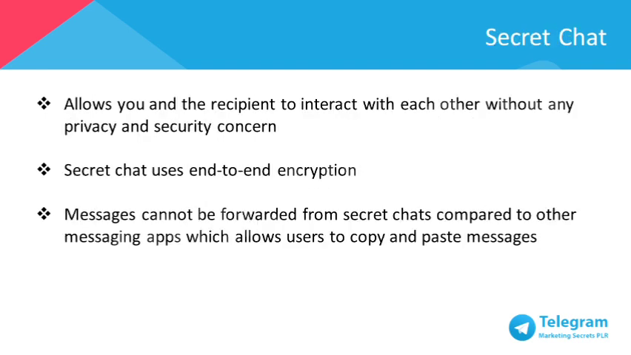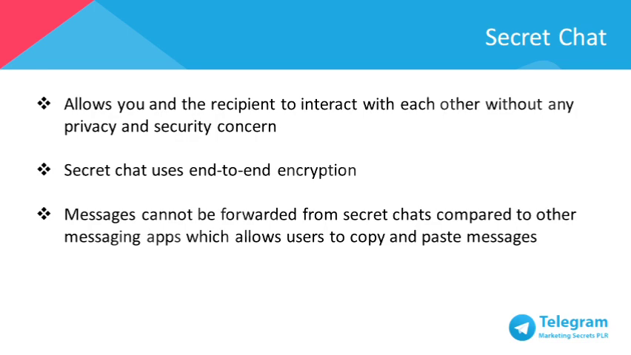One of the key features in Telegram, which no other messaging apps have, is Secret Chat. It allows you and the recipient to interact without any privacy and security concerns. This is because Secret Chat uses end-to-end encryption, where no one else besides you and the recipient can decipher the messages, not even the people at Telegram. Moreover, messages cannot be forwarded from secret chats.